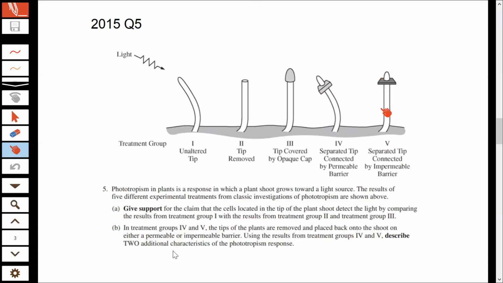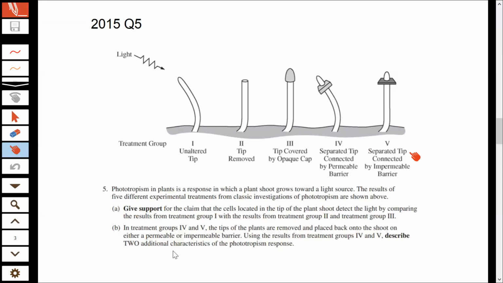Now, we have an impermeable barrier. The first thing we can show is that it's through cell signaling. The other thing is, if we don't let things get from the tip into the stem, what happens? The signal won't be transferred. So the signal is in the tip. We showed that in part A, but where is the response located? Closer to the bottom of it. It's in the bottom of this. So those are two characteristics that we can show.